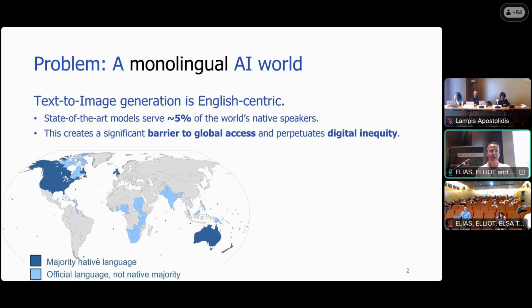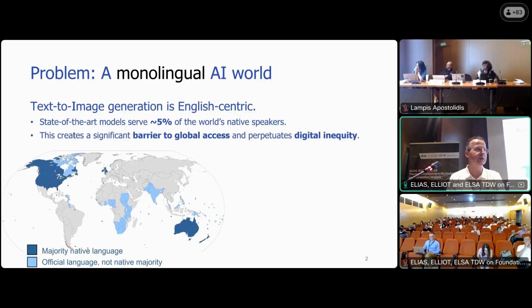We are living basically in a monolingual AI world, dominated by the English language. And for a specific type of AI, the one I will be talking about today, how to convert a text prompt to a picture or an image, this is very much English-centric. The prompts are always in English, to generate all kinds of beautiful pictures.